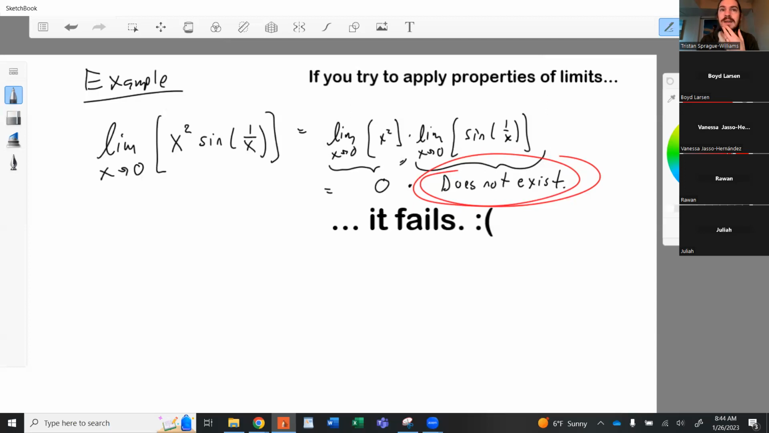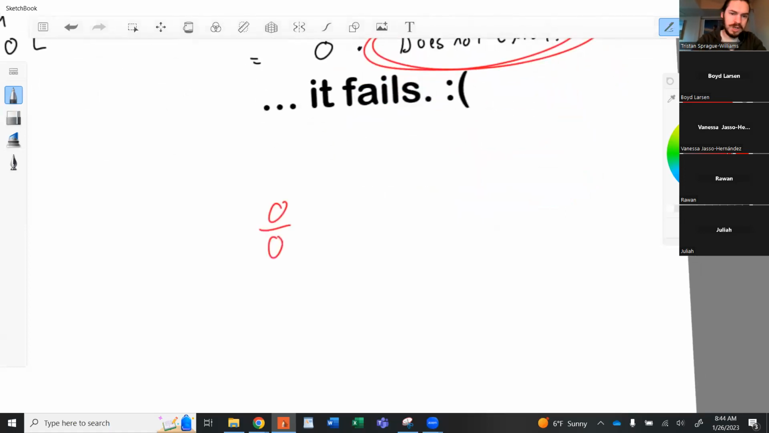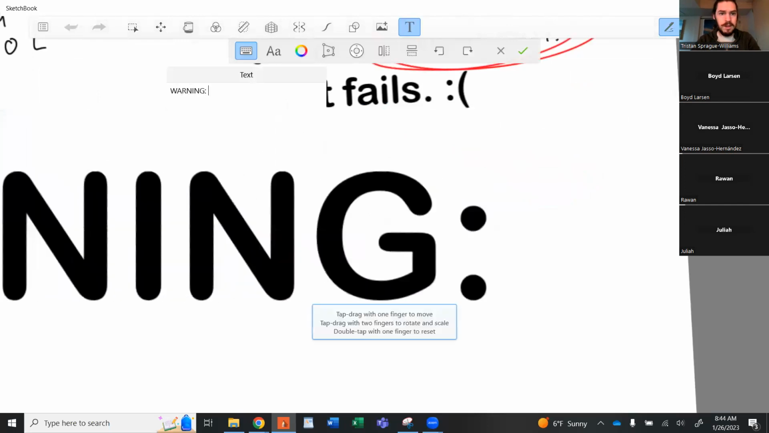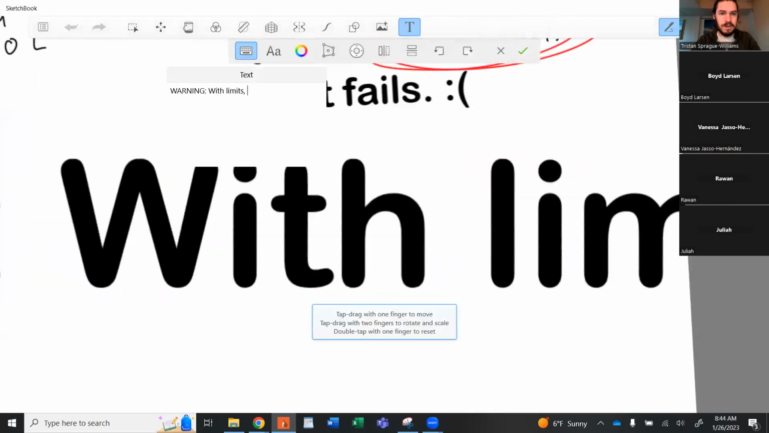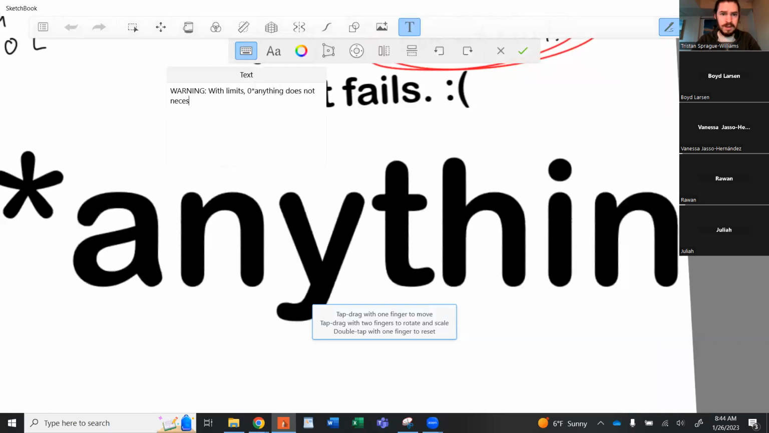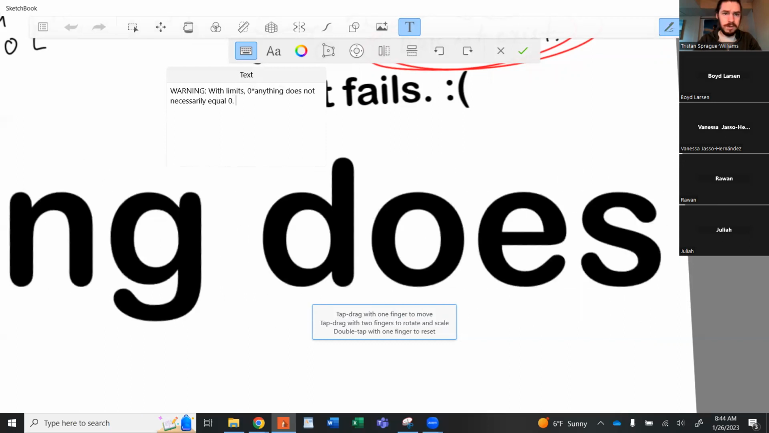If you're thinking that, I must politely ask you to stop thinking that, because that's not how it works with limits. We already know that's not how it works with limits, because we have already encountered 0 over 0 situations. Okay, so warning. With limits, 0 times anything does not necessarily equal 0.